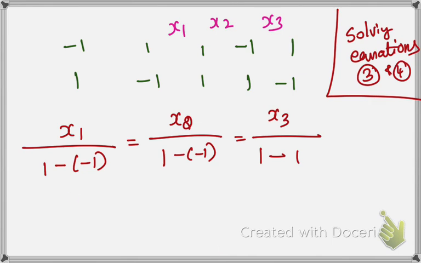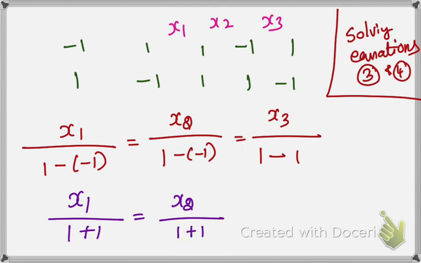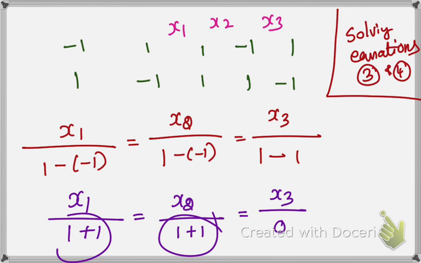Now for x1 divided by, you get adding both the minus and minus you get plus sign. So 1 plus 1 equal to x2 divided by, here also you are adding both signs, you get 1 plus 1, equal to x3 divided by here 1 minus 1 is 0. So if you are adding the denominators you get x1 by 2 equal to x2 by 2 equal to x3 by 0.